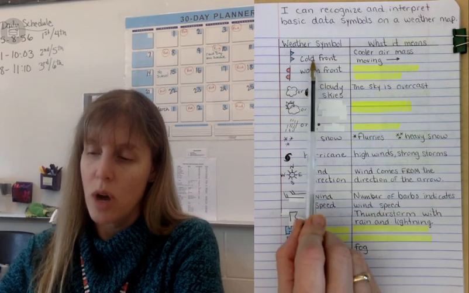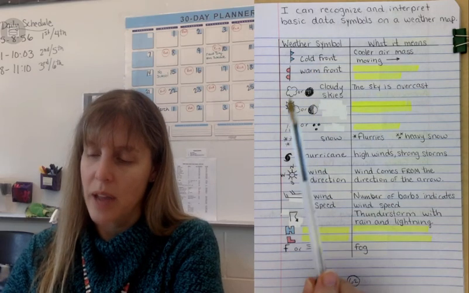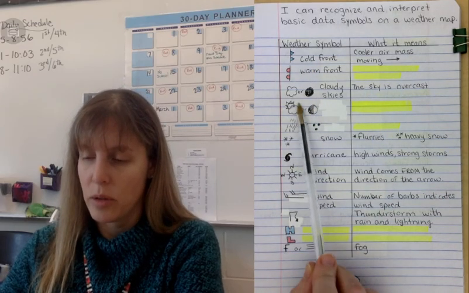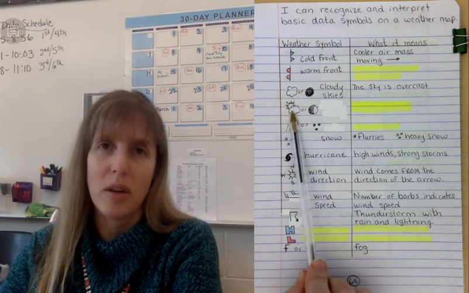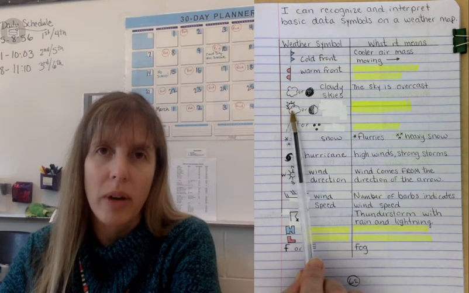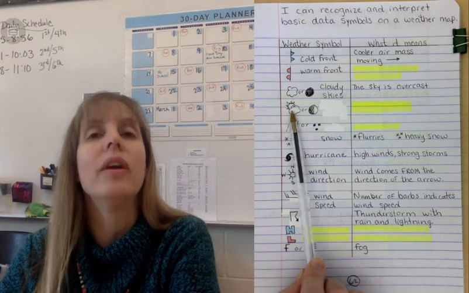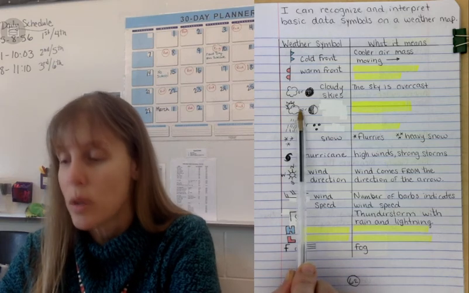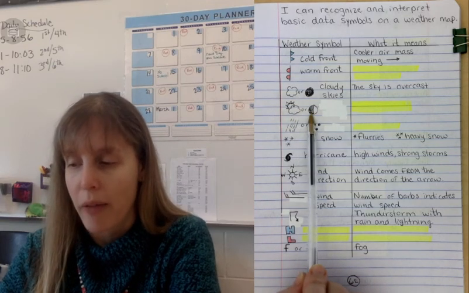So I want you to draw a cold front, a warm front, cloudy skies, partly cloudy skies. So this would be partly cloudy. This is not partly sunny. Nobody says it's sunny. If it's sunny, there's no weather. There's no sky condition. Weather refers to the sky condition. So this is partly cloudy or halfway cloudy.